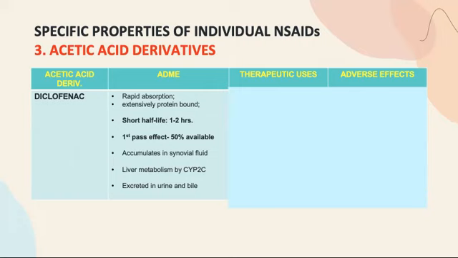The drug accumulates in synovial fluid after oral administration, which may explain why its duration of therapeutic effect is considerably longer than its plasma half-life. Diclofenac is metabolized in the liver by a member of the CYP2C subfamily to 4-hydroxydiclofenac and other hydroxylated forms. After glucuronidation and sulfation, the metabolites are excreted in the urine 65% and bile 35%.